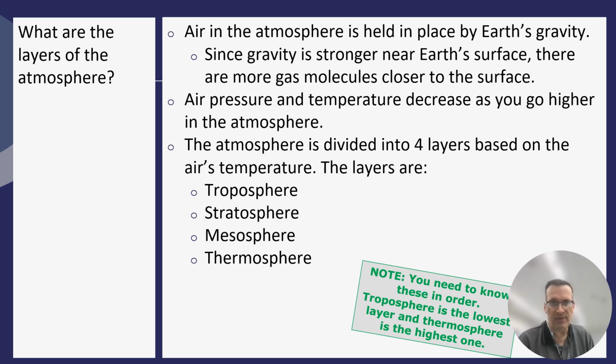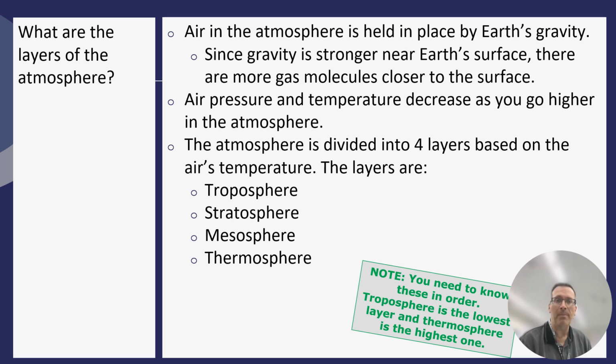What are the layers of the atmosphere? So remember, the atmosphere is all together a mixture of gases that surround Earth. Now the layers, we're going to learn the four layers. The layers are in order from where we're sitting right now. We are in the troposphere. Above that is the stratosphere, then the mesosphere, and finally the thermosphere.